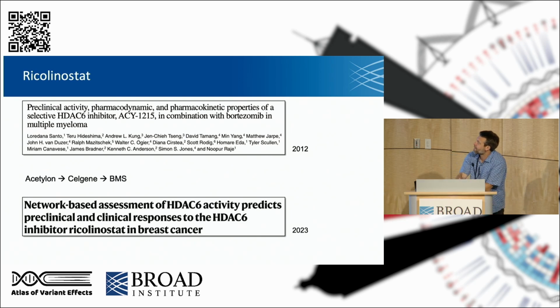So reclinostat, this was first described in the year 2012. It had a different name back then. And it was originally developed by this company called Acetylon, which was then purchased by Celgene, which was then purchased by BMS. I guess that's a pretty typical lifespan for these things. And in 2023, there was a paper that appeared on the network-based assessment of HDAC6 activity predicts clinical responses to this HDAC6 inhibitor reclinostat in breast cancer.